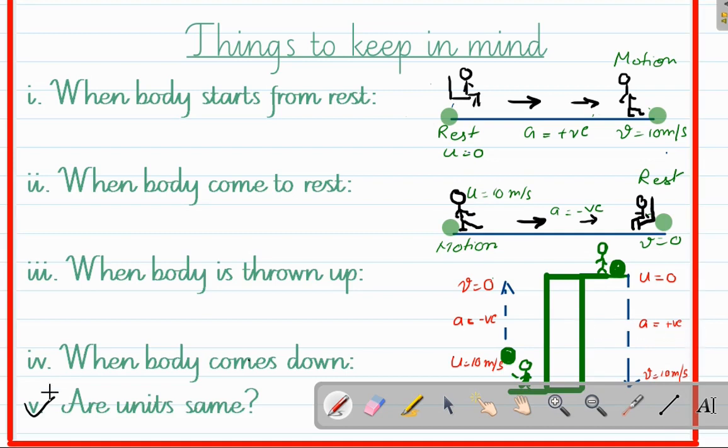One more very important thing to keep in mind while solving numericals is: are the units the same? For example, if acceleration is given in meter per second square, but time is given in minutes, we have to make the units the same and then start solving the question.